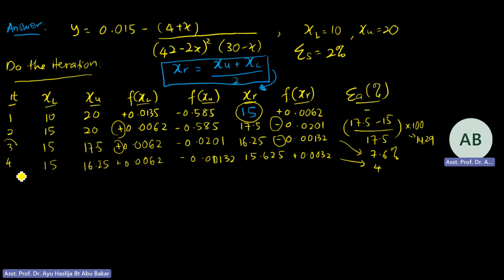Okay, for the fourth iteration over here, with the new XR, the FXR you will get positive. Now FXL multiplied by FXR positive. So the XR will be the new XL.